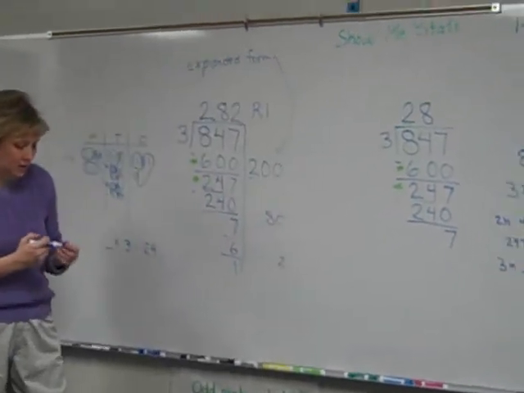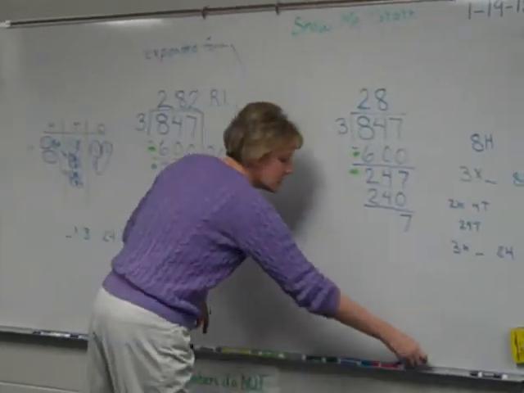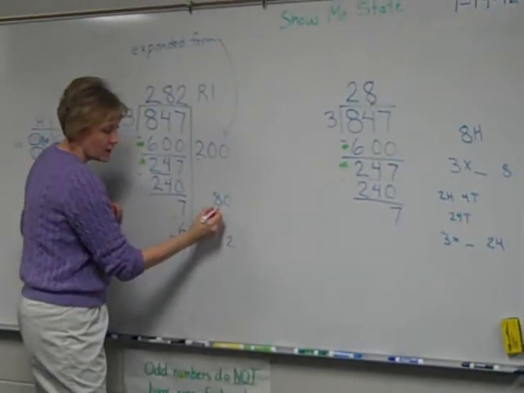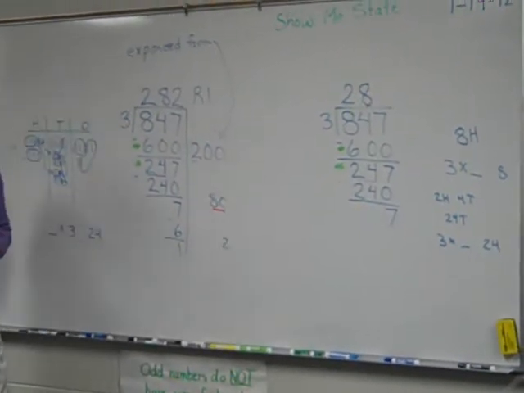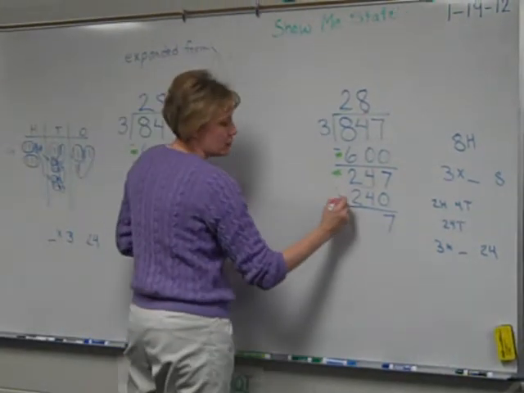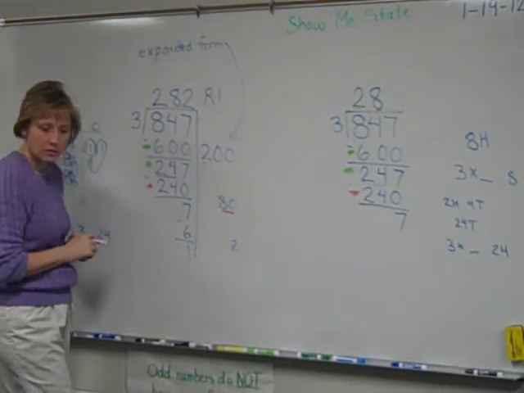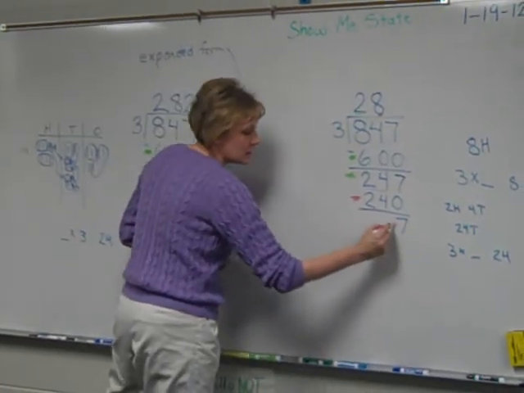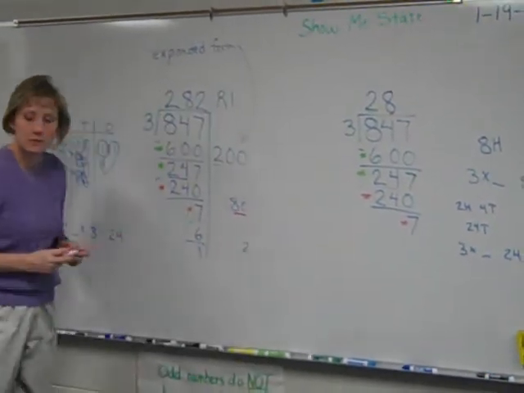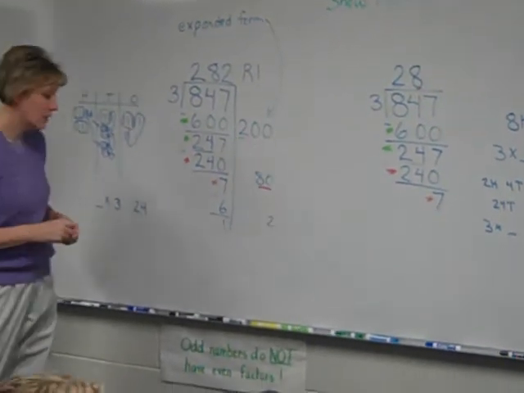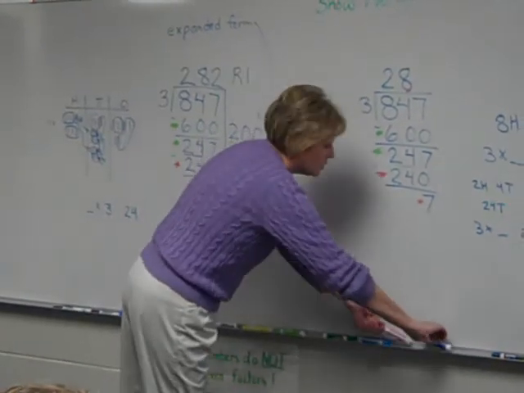Okay? Let's stop again, because I want to see what's the same. I put an 8 in the tens place. Here I have 8 tens. I put 240 into groups. I put 240 into groups. I have 7 left. I have 7 left. Pretty much the same thing, isn't it? Okay. Now I can continue.